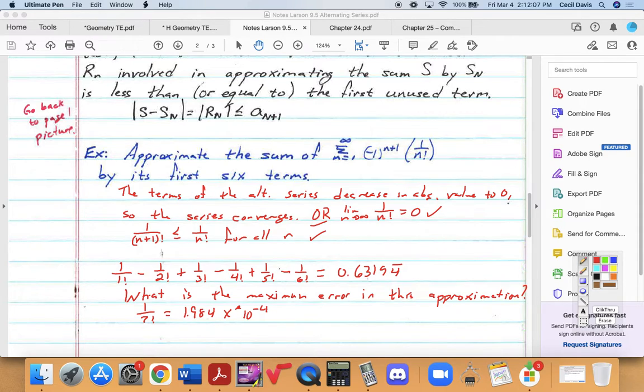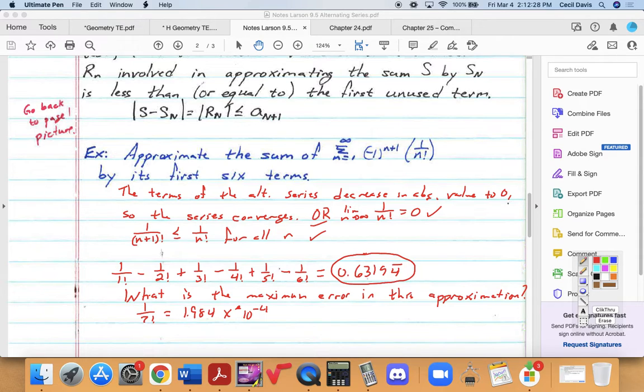Follow-up question to the follow-up question: which way is this off? Is it too big or is it too small? Too small, because we ended with the minus. Exactly. It's too small because we ended with a minus.